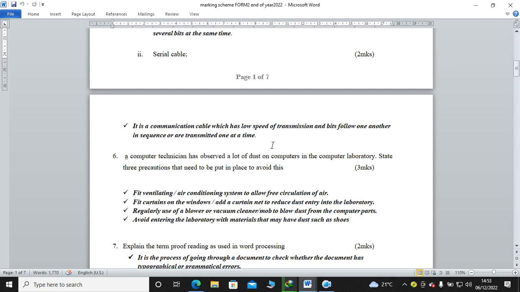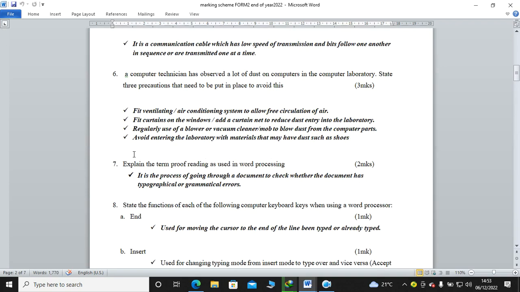So number 1, fit ventilation or air conditioning system to allow free circulation of air. You can also include fans. Fit curtains on the windows, or add curtain net to reduce dust entry into the laboratory. Regularly use a blower or vacuum cleaner to dust off the computer parts. Then avoid entering the computer laboratory with materials that may have dust, e.g. shoes. Then we have question number 7.